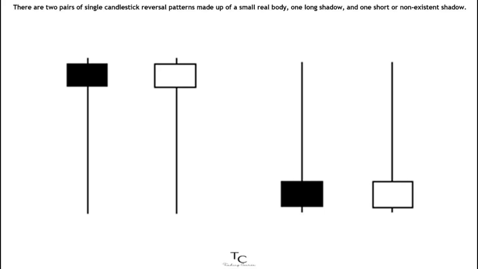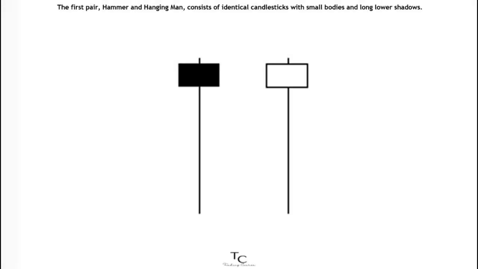There are two pairs of single candlestick reversal patterns made up of a small real body, one long shadow, and one short or non-existent shadow. Generally, the long shadow should be at least twice the length of the real body, which can be either black or white. The location of the long shadow and preceding price action determine the classification.